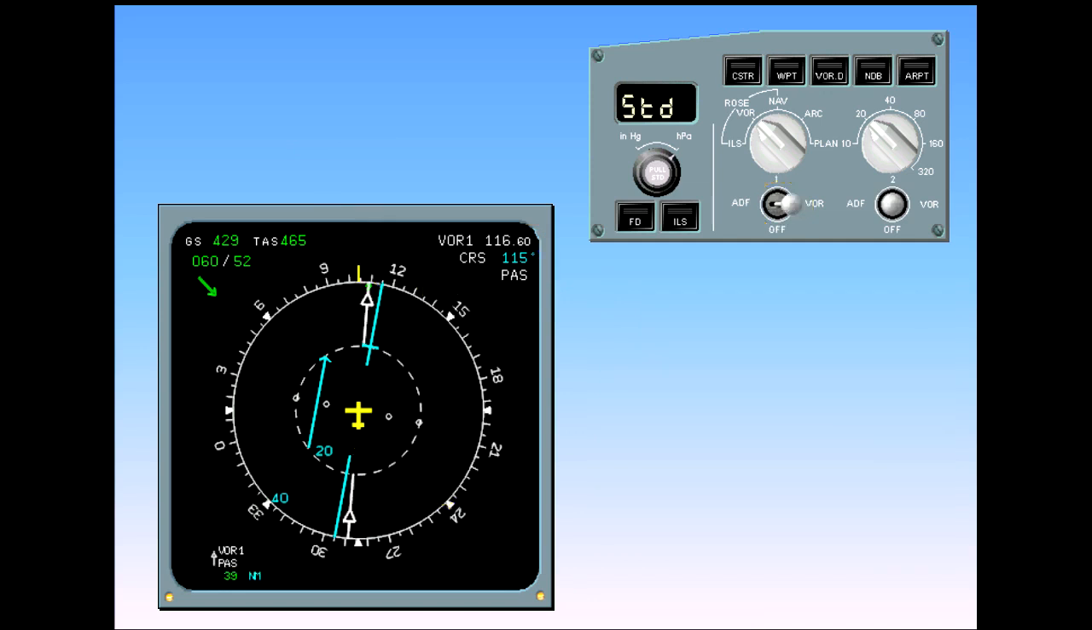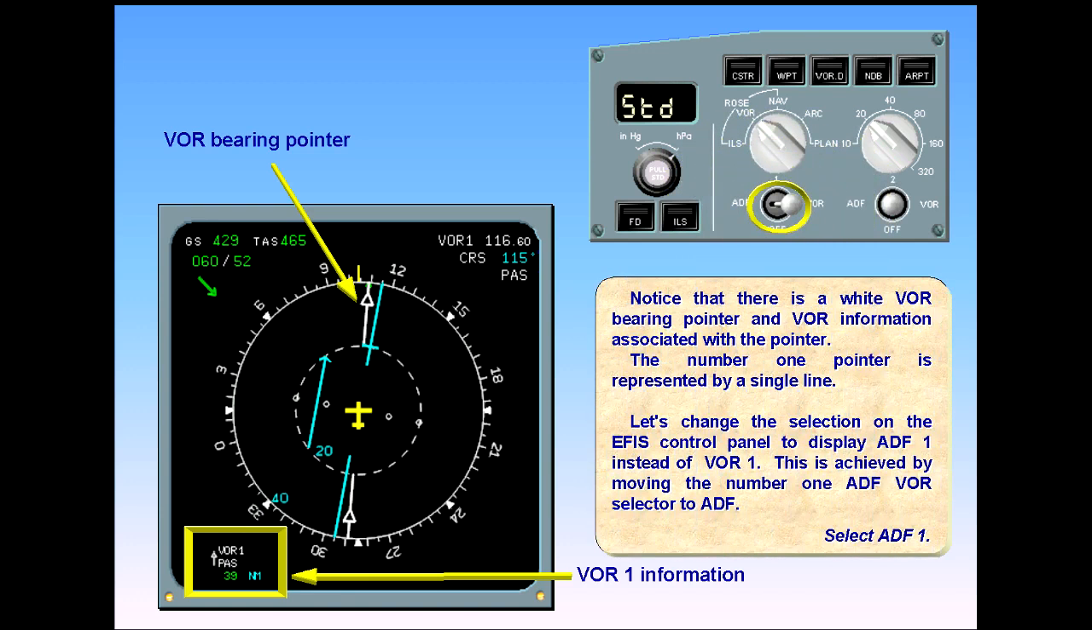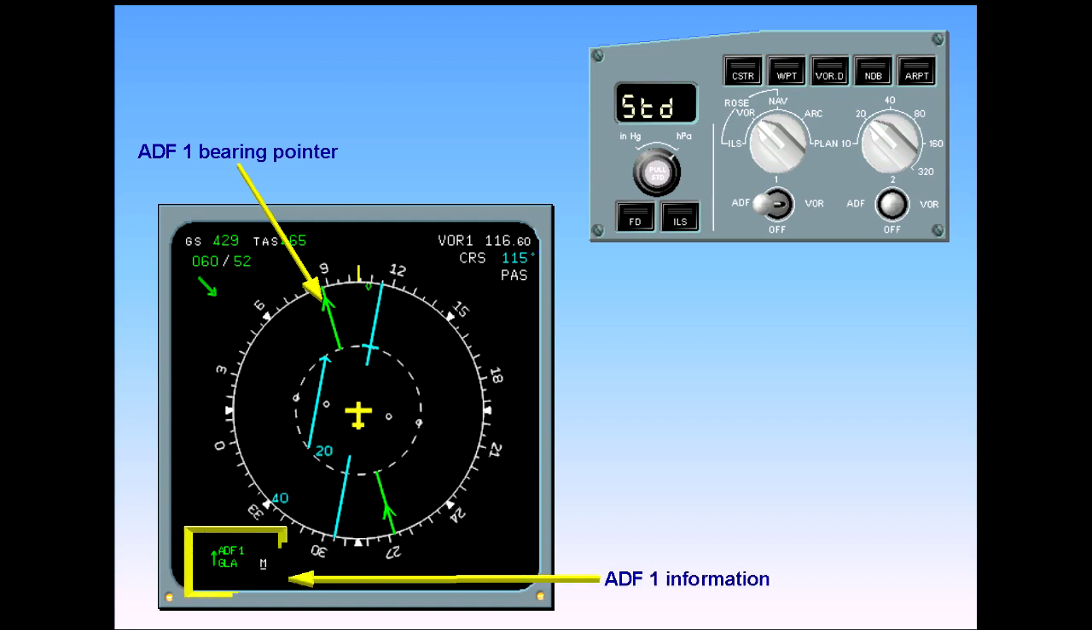Notice that there is a white VOR bearing pointer and VOR information associated with the pointer. The number 1 pointer is represented by a single line. Let's change the selection on the EFIS control panel to display ADF1 instead of VOR1. This is achieved by moving the number 1 ADF VOR selector to ADF. Select ADF1. The white VOR bearing pointer has been replaced by a green ADF bearing pointer. The VOR information on the bottom left of the display has been replaced by ADF1 information.